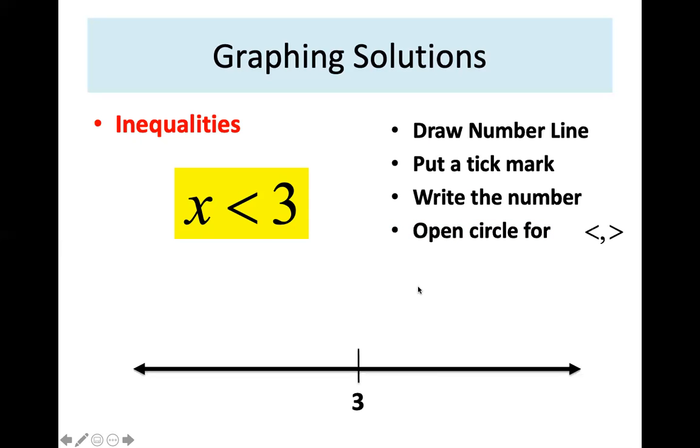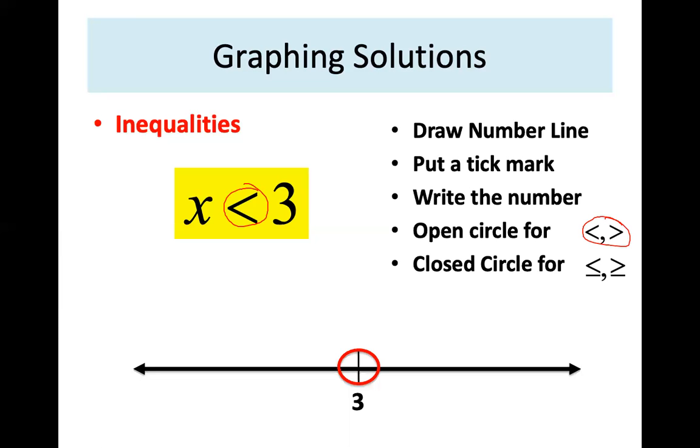The rules are this. If you have just a less than or a greater than, no line underneath of it, you're going to put an open circle. And what an open circle means is that 3 doesn't make this true. However, if you have a less than or equal to or a greater than or equal to, you will put a closed circle. That means that 3 is included in the answers. So once again, the key here is to look right here. If it's strictly less than or greater than, you put an open circle. So I put an open circle right on that tick mark.